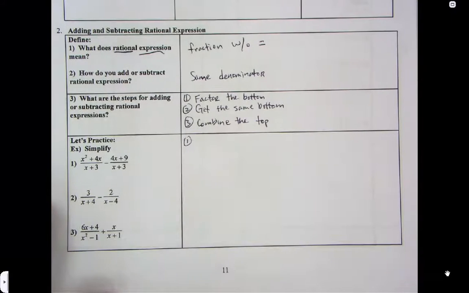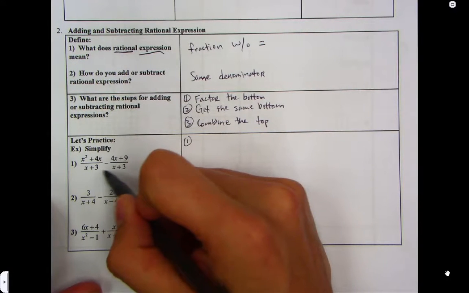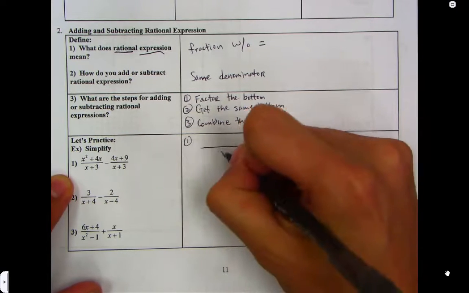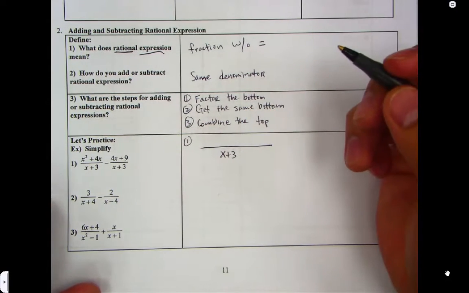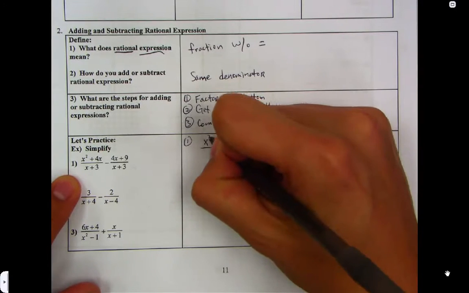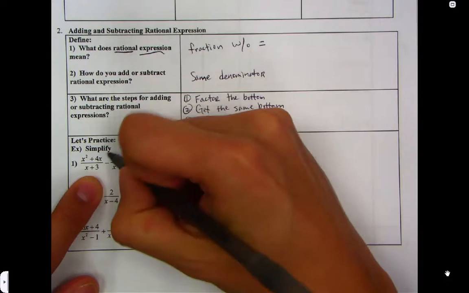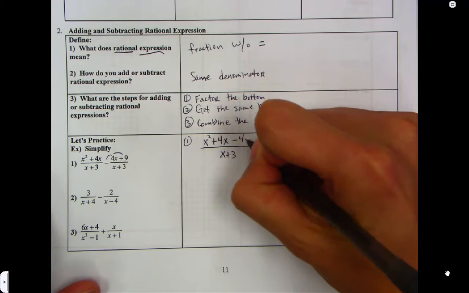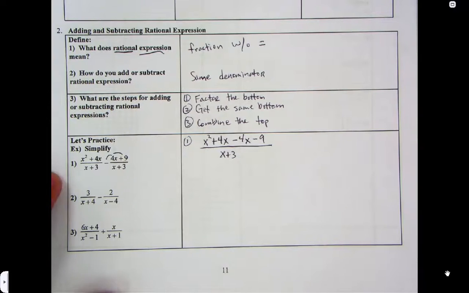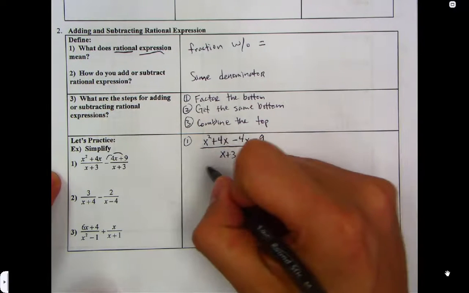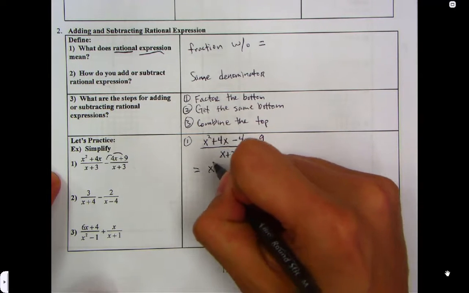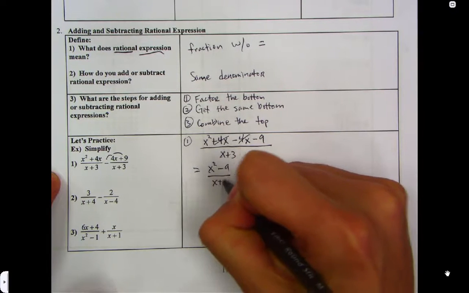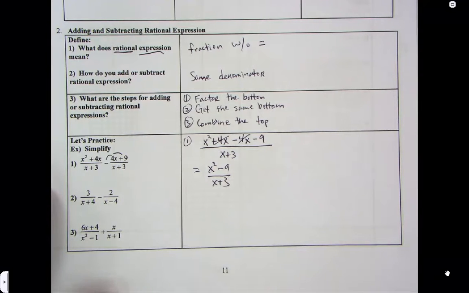Example 1. Are the denominators the same? Yes. So we'll just keep x plus 3 on bottom. And then I'm just going to write the top, x squared plus 4x, distribute the negative. So that's going to be negative 4x minus 9. Combine like terms on top, so that's going to be x squared, and these cross out, minus 9 over x plus 3. And this is just a normal rational expression.